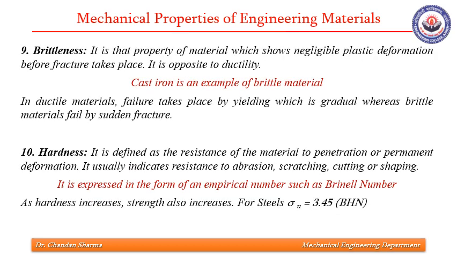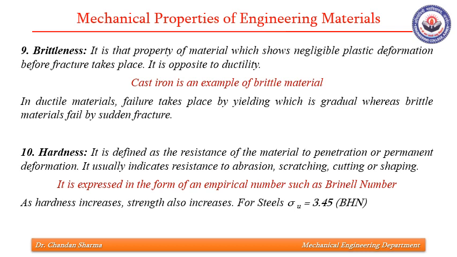Then comes another important property which is opposite to ductility, which is brittleness. It is the property of a material which shows negligible plastic deformation before fracture takes place. If a component is not showing any plastic behavior, it suddenly fails. We can say the component is brittle. Cast iron is a perfect example of a brittle material. It shows negligible deformation before fracture takes place. In ductile materials, failure takes place by yielding, which is gradual, whereas in brittle materials, failure is sudden.